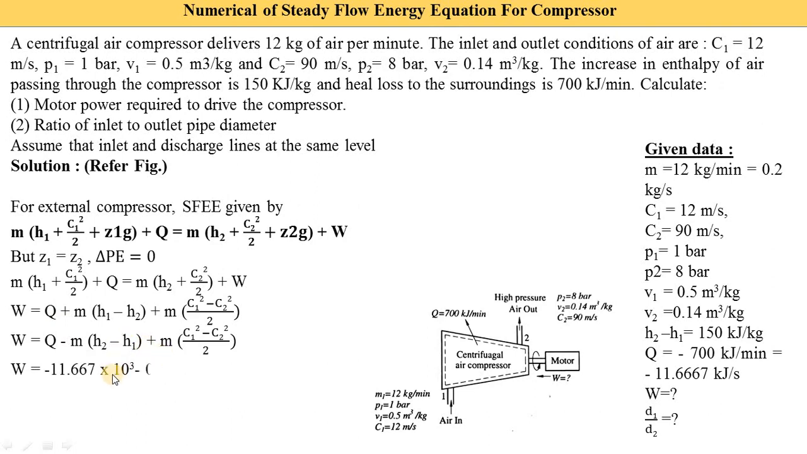Now we put this value of Q. So the value of Q is here minus 11.667 kilojoule per second.